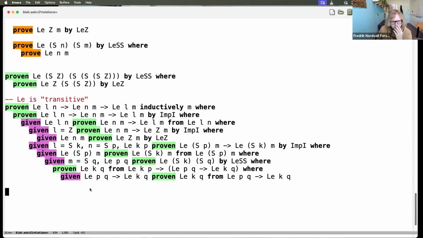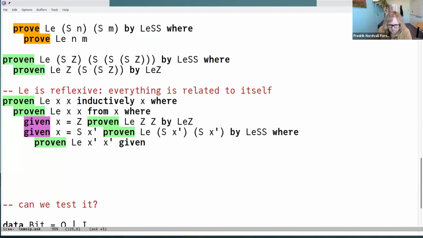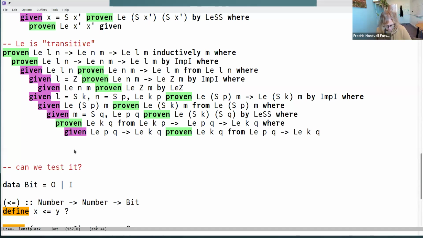Do you want to prove that less than or equals is a total preorder? That seems like a good job for you, Fred? I could try. Yeah. I will stop sharing.